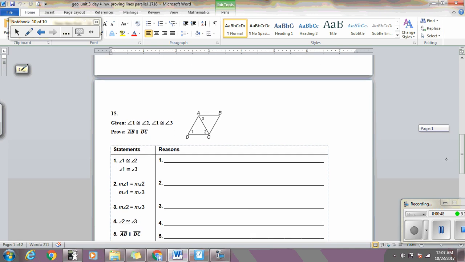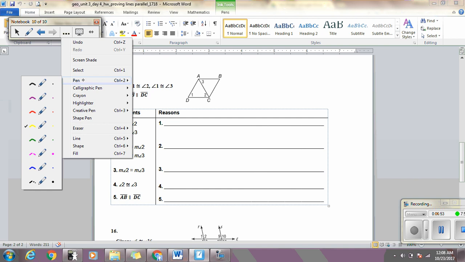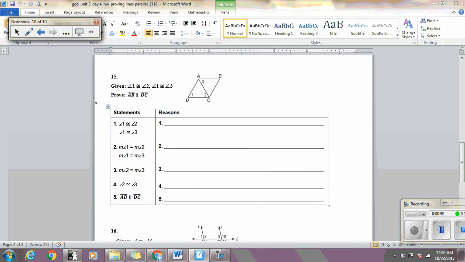So now we're going to practice proof writing using some of these new theorems and postulates we have just learned in this unit. So it says, given that angle 1 is congruent to angle 2, so let's mark them congruent on our picture with our arcs. And angle 1 is congruent to angle 3 as well. So let's mark those congruent. So that is our given, because our first statement is always given.